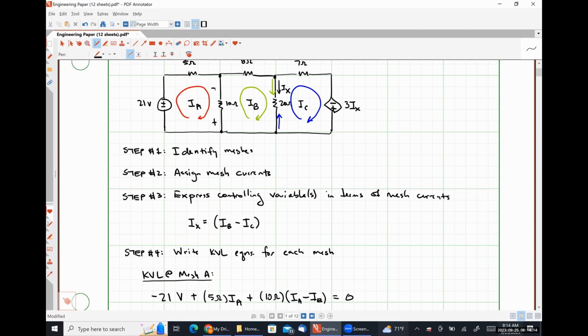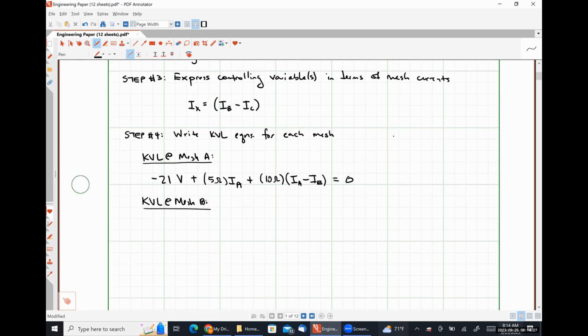Paying attention might be a good thing. Troy, how do I do it? Times 10 ohms. Yep. So 10 ohms, IB minus IA.